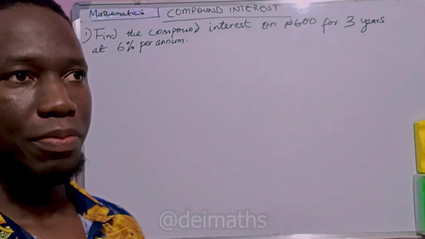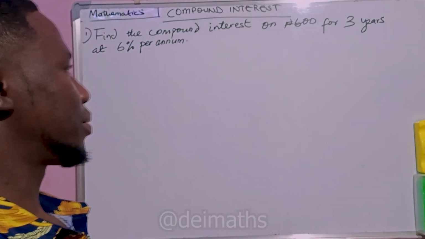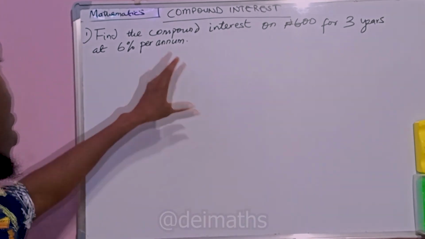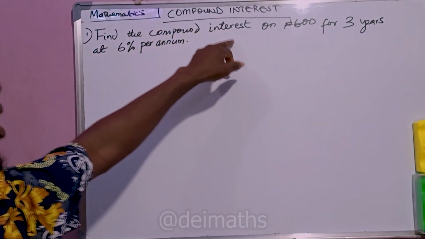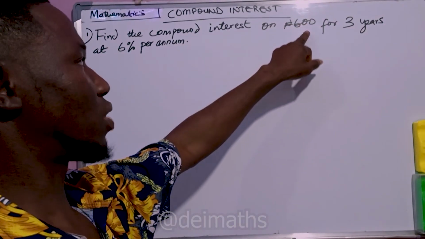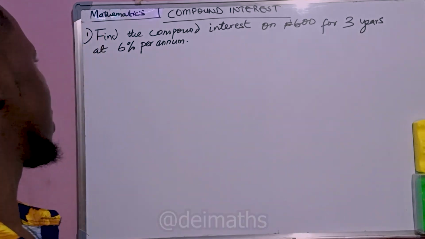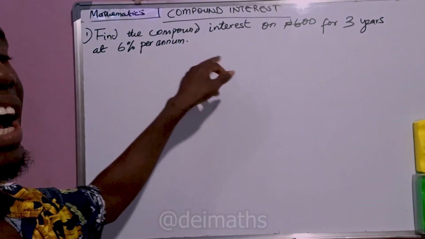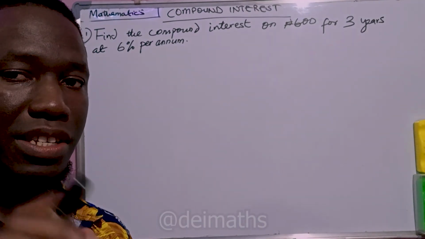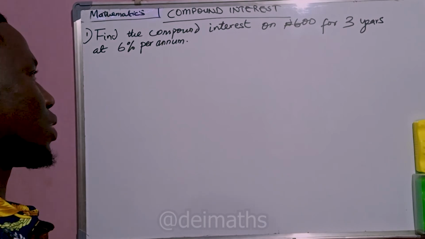So, for example, we have this on the board. Find the compound interest on 600 naira for 3 years at 6% per annum. If it is a simple interest, look at what you will do.